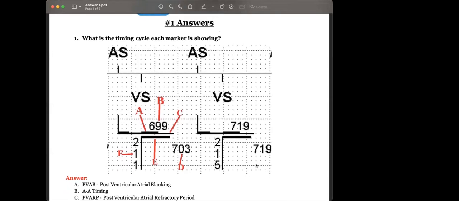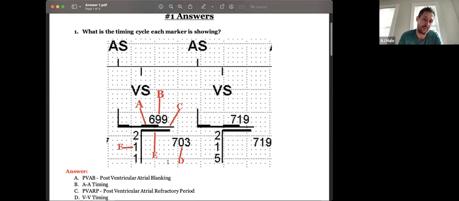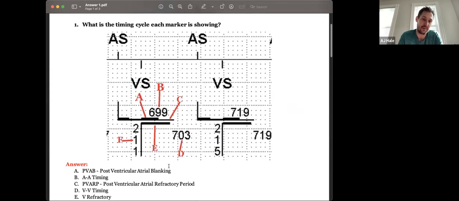D was your V to V timing. Yep, correct. E, I'm going to get wrong now because I thought E was the PVAB. So ventricular refractory period. Yep, exactly. It's VREF. So this bottom half of the tree is going to be your ventricular stuff. This is all going to be atrial. Everything down here is going to be ventricular. So this will be an absolute blanking in the ventricle, or VREF. The reason it's absolute is to avoid T-wave oversensing or double counting of QRS complexes. So V to V timing, V refractory or VREF.